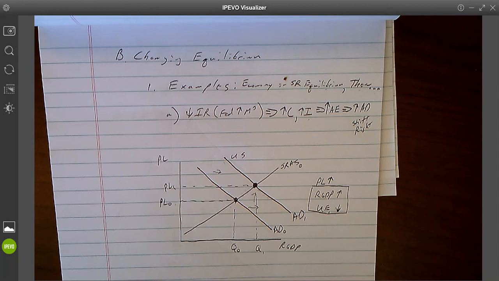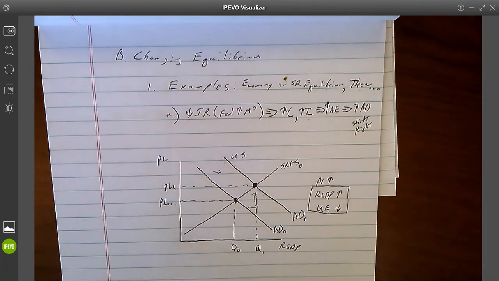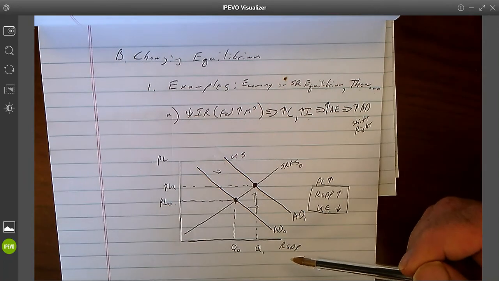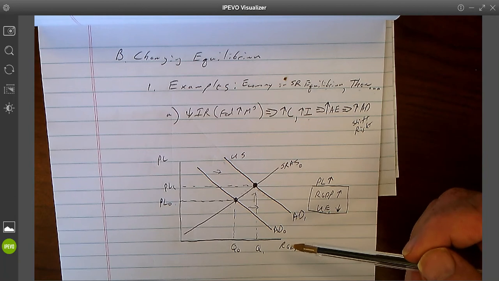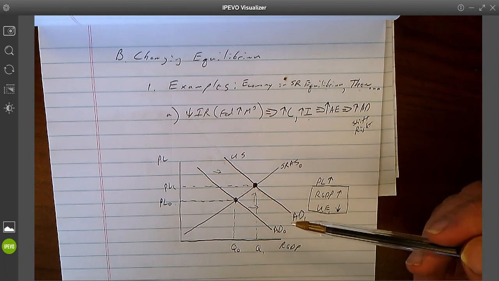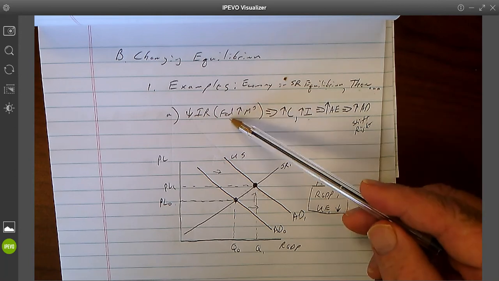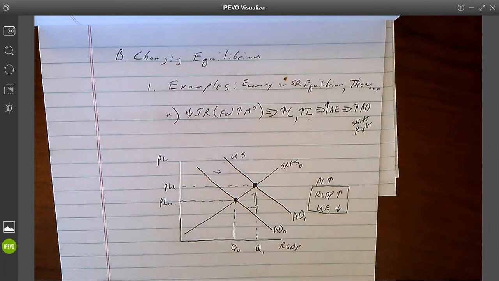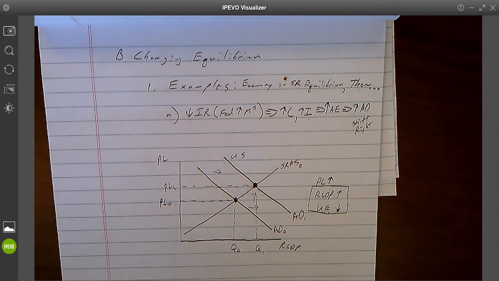Did we move closer to potential GDP? Maybe. Did we move further away? Maybe. Okay? I have no idea. I don't see my target here. So let's put a bookmark there. We're going to come back to that issue. At some point in time, I need to know if this is a good move or not. Okay? Because I need to be able to evaluate the Fed. Was that a good move by the Fed or not? Okay? But we will come back to that.